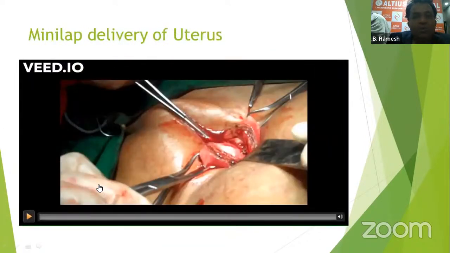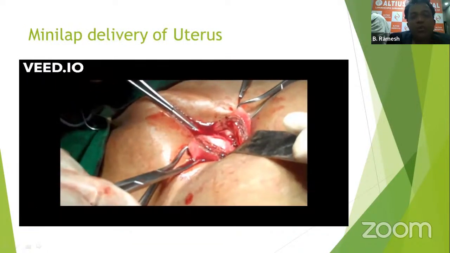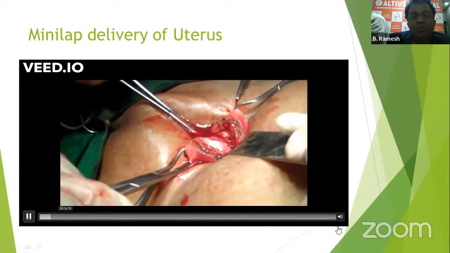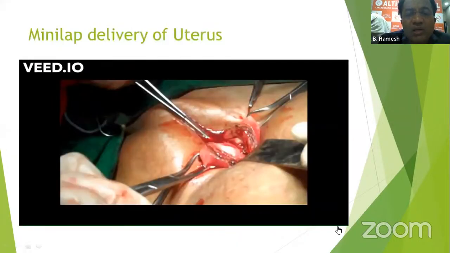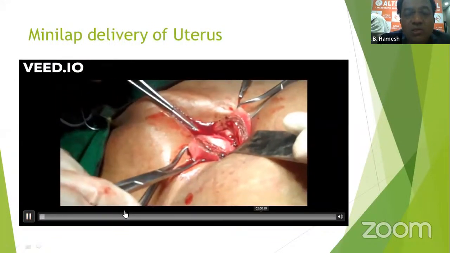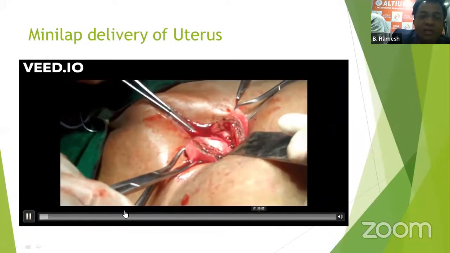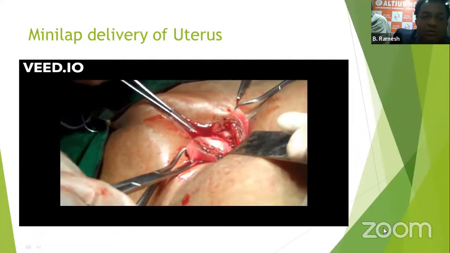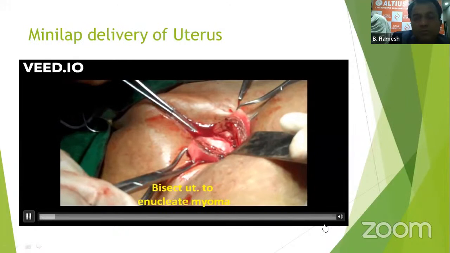So the next is the mini lap delivery of the uterus. We put just a 3 to 4 centimeter suprapubic incision. You bring out the uterus, you do the hysterectomy laparoscopically, and you can do the morcellation through the suprapubic incision. The advantage of this is that even large uteruses can be done.